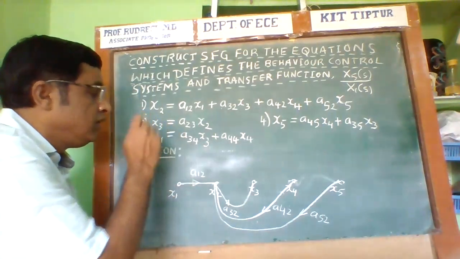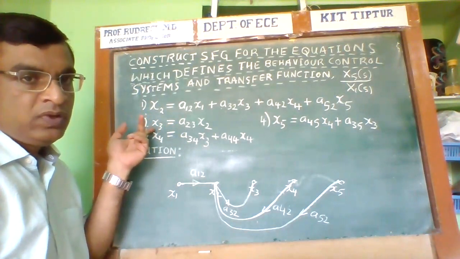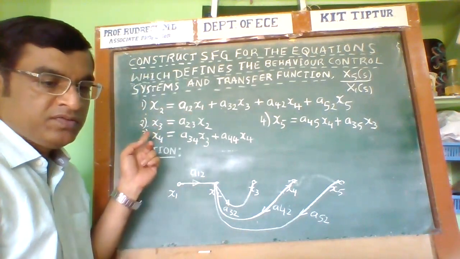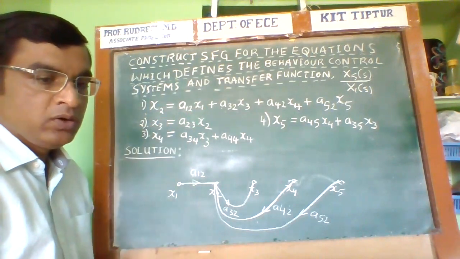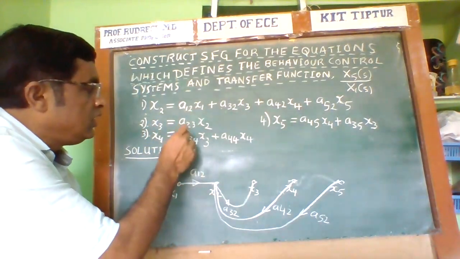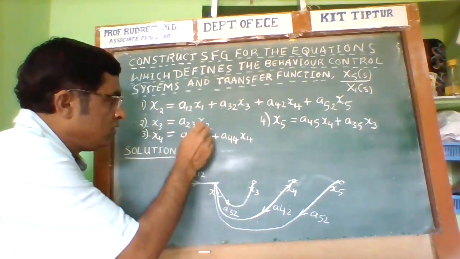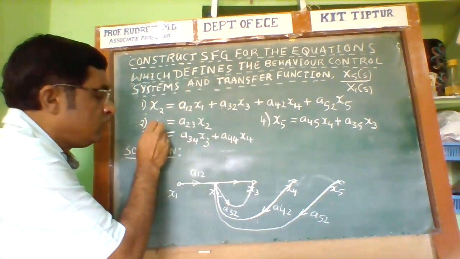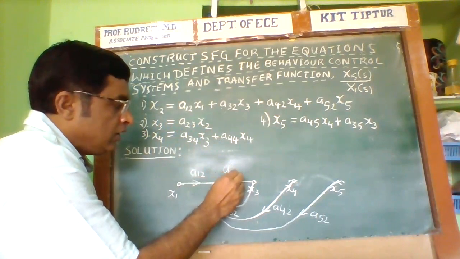Similarly, consider the equation for X3. The LHS of each equation represents the node, and the quantities on the right hand side of each equation denote the input of the corresponding node. What is the signal at this particular node X3? There is a signal from the X2 node along with the gain A23.